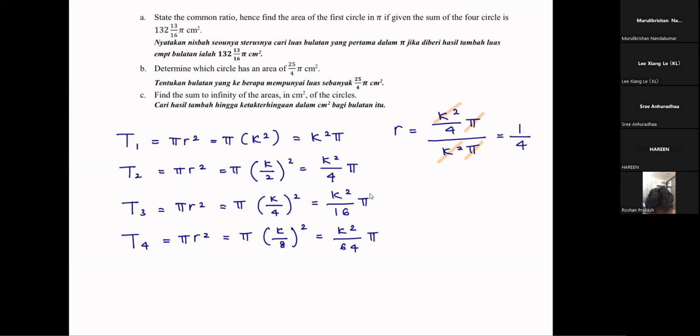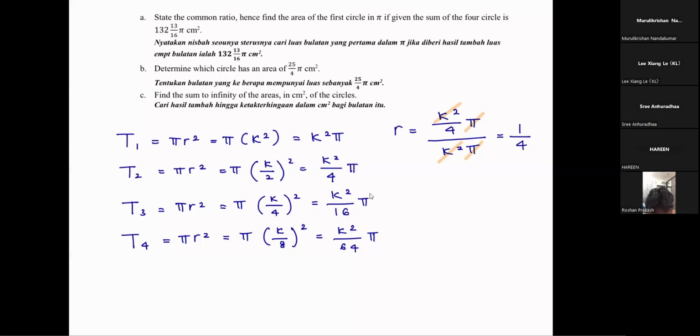They say find the area of the, dia bagi given. Set the common ratio, hence find the area of the first circle. Sudah cari ini jawab. Saya sudah buat semua. First circles and the sum of the first 4 circles is this. Apa dia kata ni? What they ask you to get? Determine which circles have the area of this. Okay, and then find the sum of infinity of the areas in centimeters square. Okay, fine. Okay, state the common ratio, done. Common ratio is done, settle.